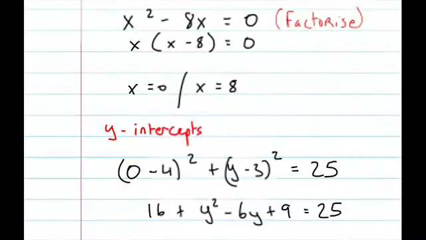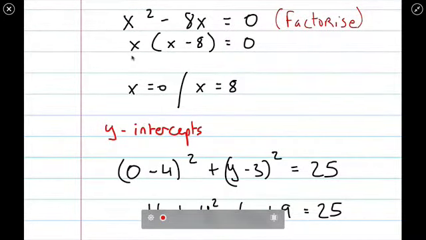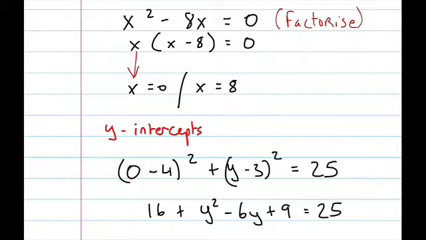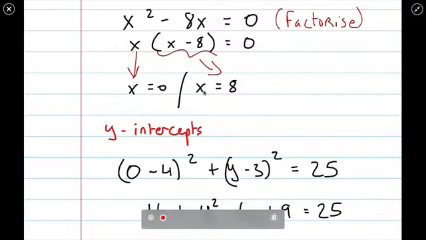So then what we do is we let the first factor equal to 0, then we let this factor equal to 0. So here I have x equals 0 and x is equal to 8.